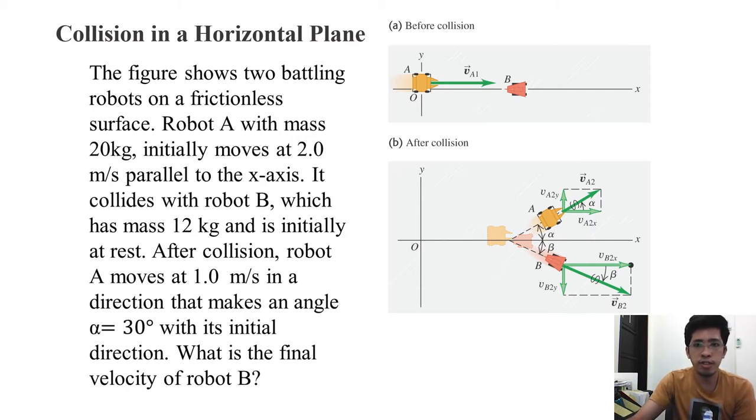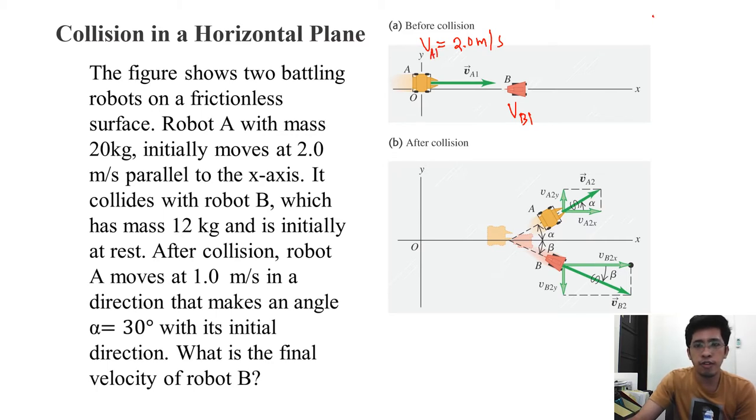So you have two battling robots, robot A and robot B. Robot A moves at a velocity of 2 meters per second parallel to the x-axis. So you have VA1 for robot A at 2 meters per second. Robot B is initially at rest. So you have the velocity of robot B. Let's call this one VB1.